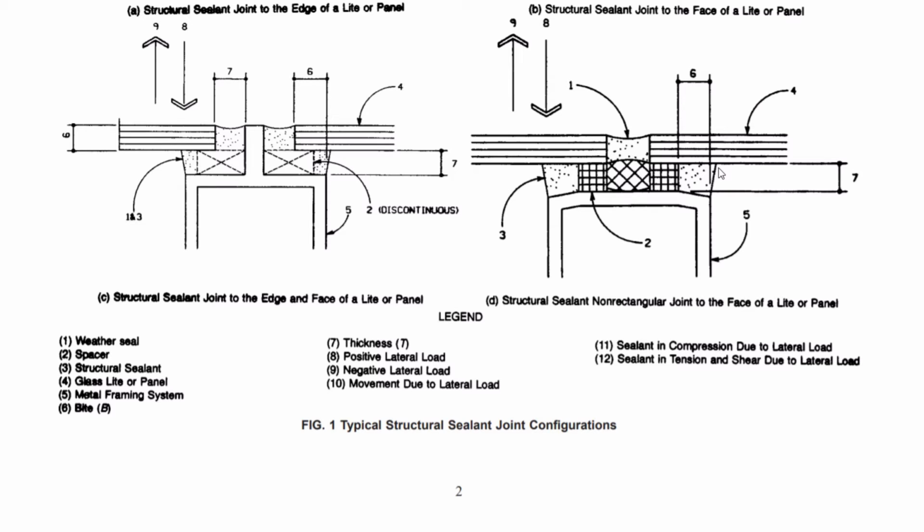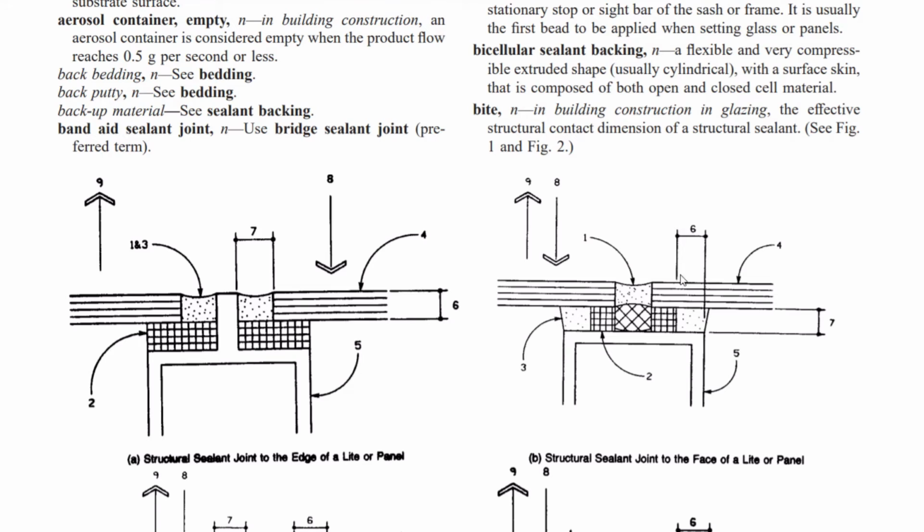It's slightly more in contact with the glass, and you can see that the dimension of the bite is limited to the minimum of either dimension. In these figures you can see the same thing. The minimum dimension governs the bite dimension, and in this figure the thickness of the glass is bonded on its edge, and the bite dimension is approximately equal to the thickness of the glass. Again, the bite is the effective structural contact dimension of a structural sealant.